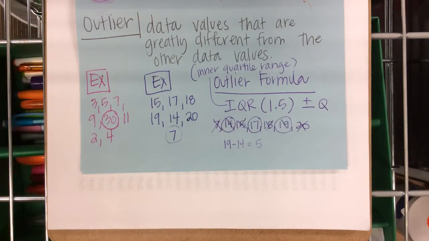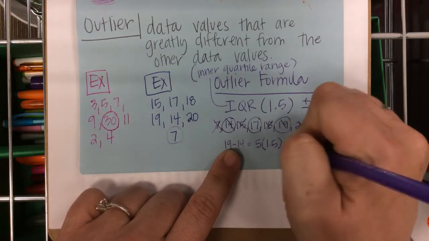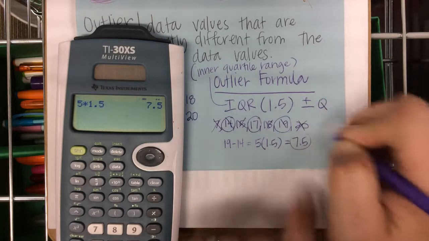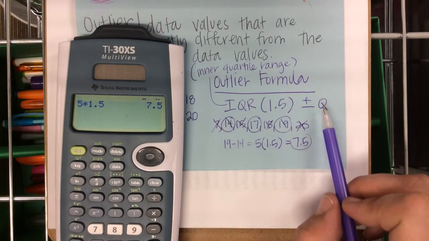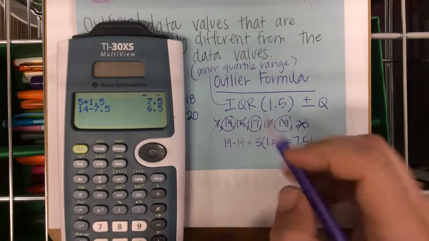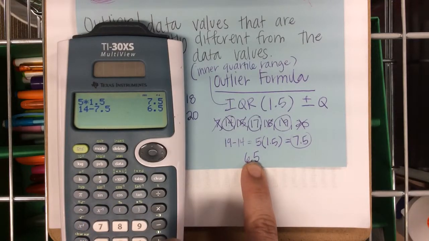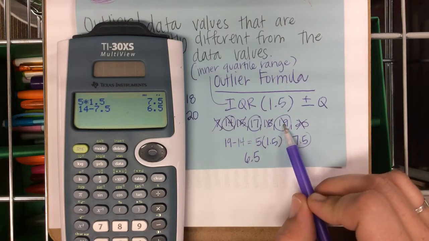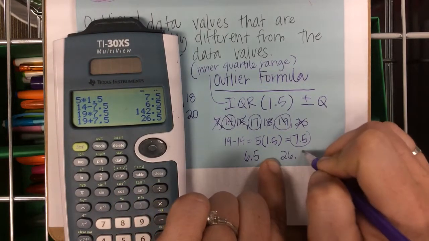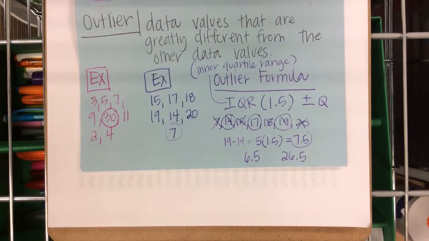Now I'm going to do 5 times 1.5 to get 7.5. And then I plus or minus that to my quartile. So I'm going to take my lower quartile, 14 minus 7.5. So anything below 6.5 is considered an outlier. And I'm going to add it to my upper quartile. Oops, that was multiplying. And anything above 26.5 is considered an outlier. So is 7 really an outlier? No. It's not technically, mathematically speaking, an outlier. It has to be 1.5 times the interquartile range.